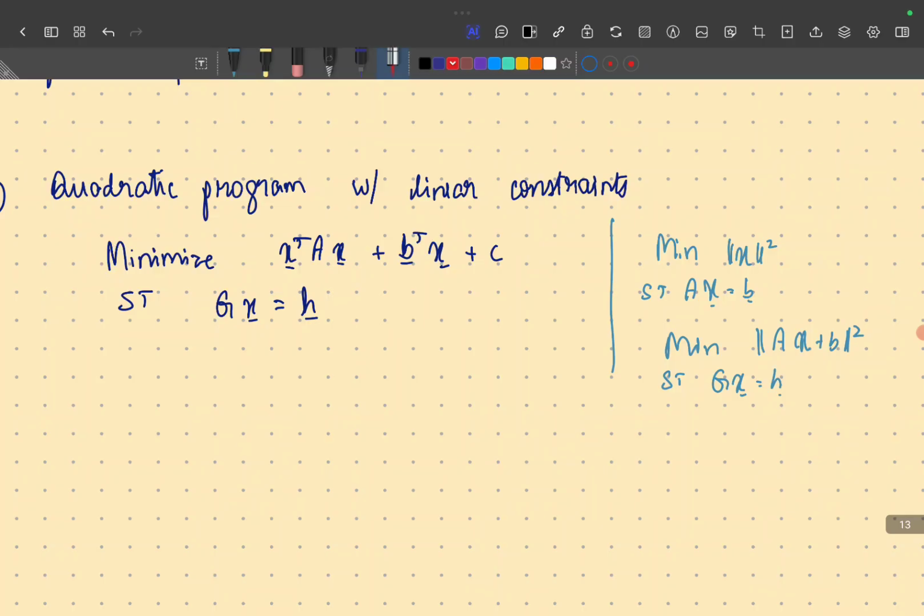Correct? So one requirement that I have here is that A is a symmetric positive definite matrix. So it's a D by D positive definite matrix.